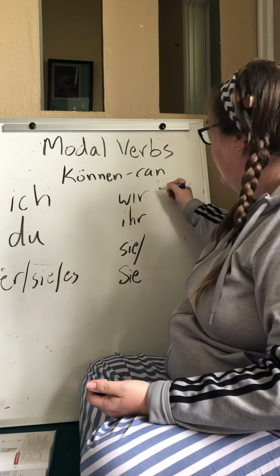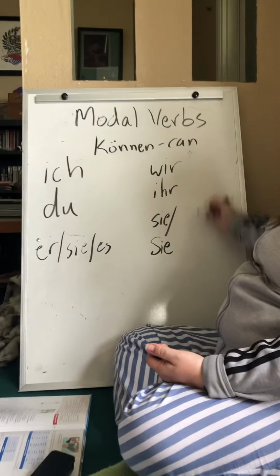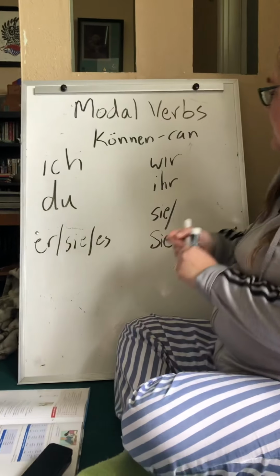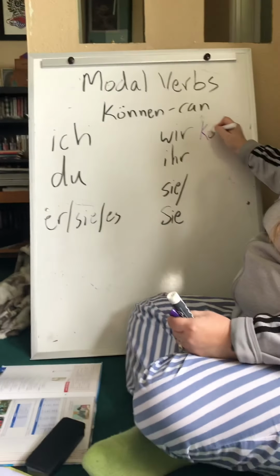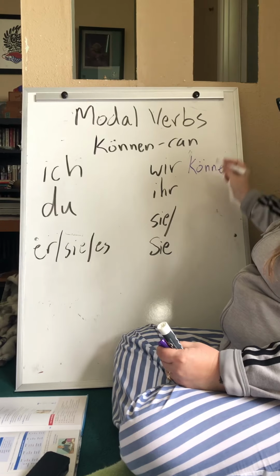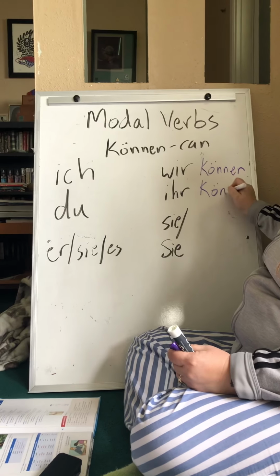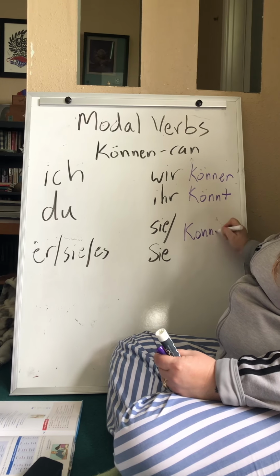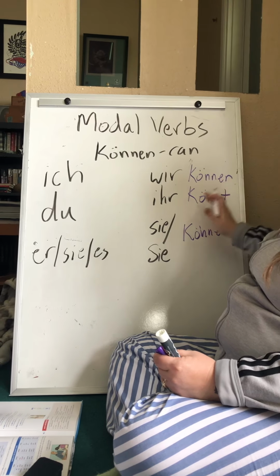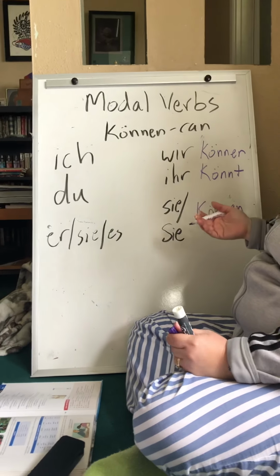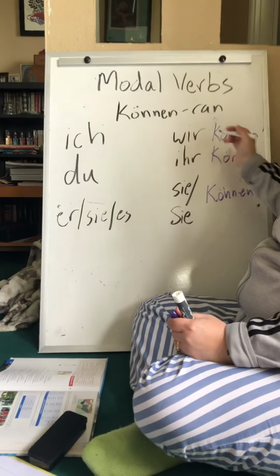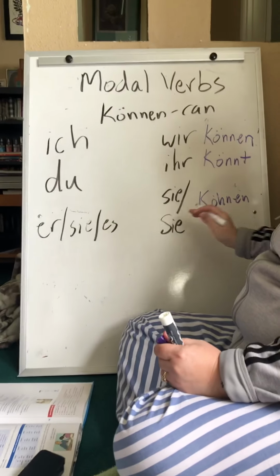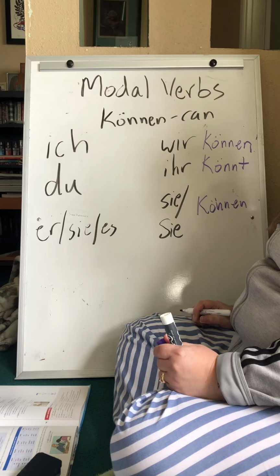So this side just conjugates like it always does. It's wir können with an en ending. Don't forget the umlaut. Ihr könnt with a t ending. Sie können with the en ending. So we can, you guys can, they can. Like we can go to Seattle. Wir können nach Seattle fahren. You guys can go to Seattle. Ihr könnt nach Seattle fahren. They can go to Seattle. Sie können nach Seattle fahren.